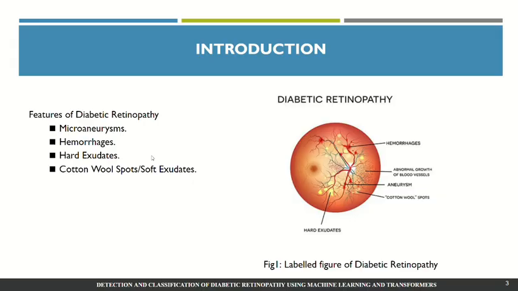So now, what is diabetic retinopathy? Diabetic retinopathy is basically an eye disease which is caused by a prolonged high blood sugar level, which ultimately affects the blood vessels of the retina.